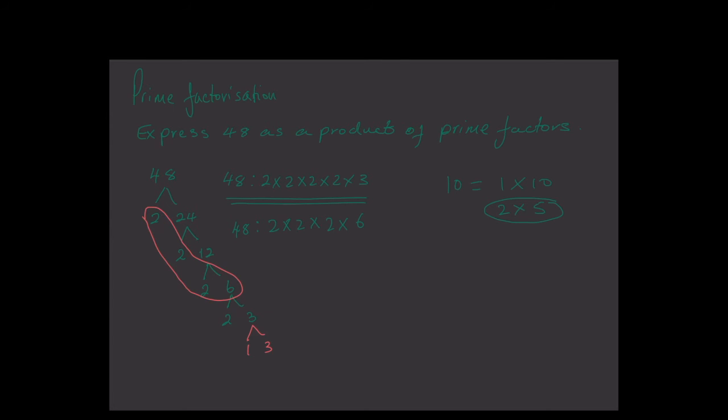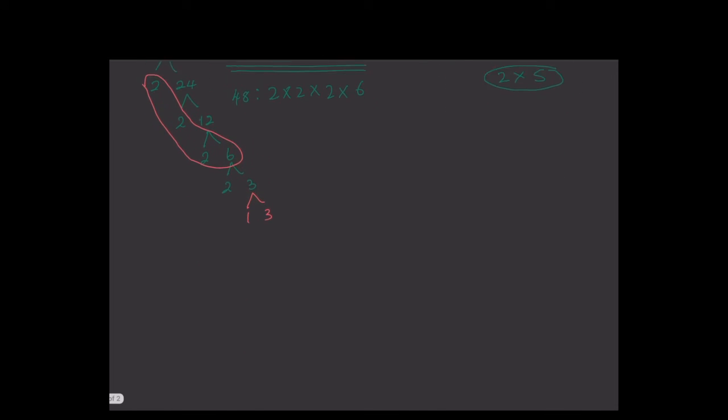Now let's move on to the next method, decomposition method. And we write down 48. And we start by doing 2 times 24. So we don't use the branches. We just do a systematic method where we break down the 24 into 2 and 12.